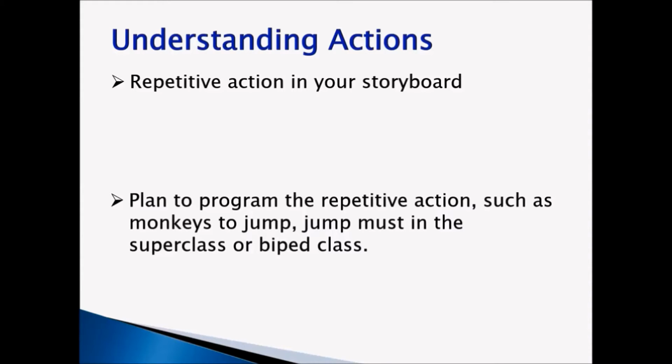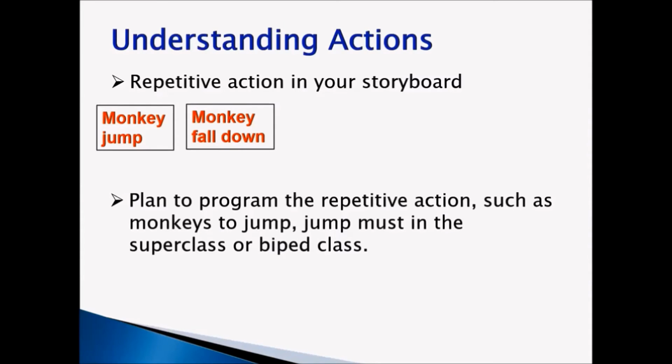Now you have seen the animation. Think about the actions that keep repeating, such as monkeys are jumping. They are not just jumping once, they are jumping many times. Monkeys falling down. There are 5 monkeys and each monkey falls down, so all together in the animation the monkey will fall down 5 times. So we are repeating monkey fall down 5 times.